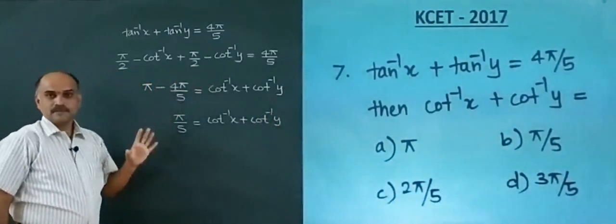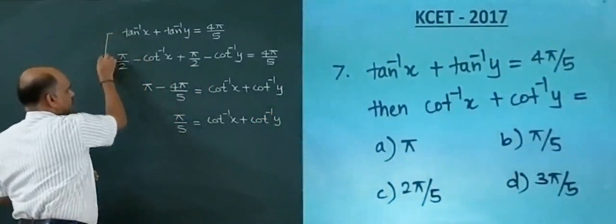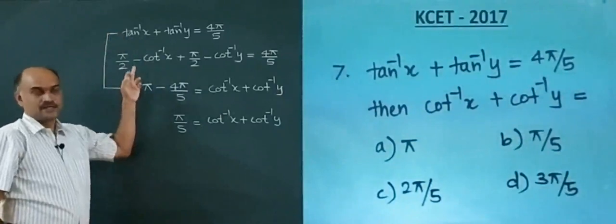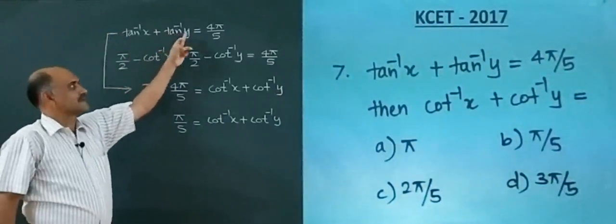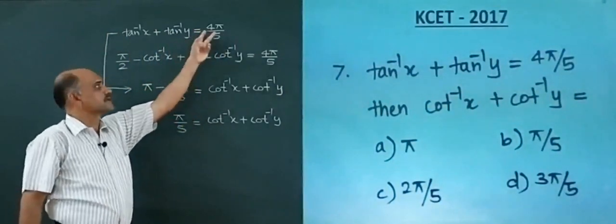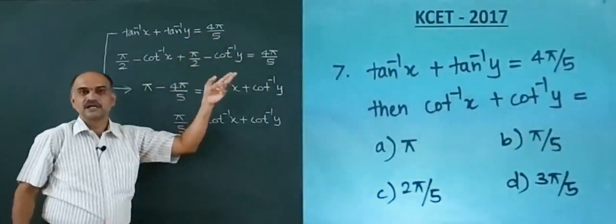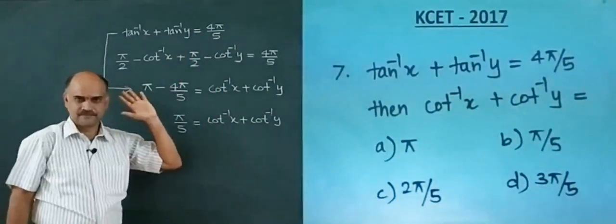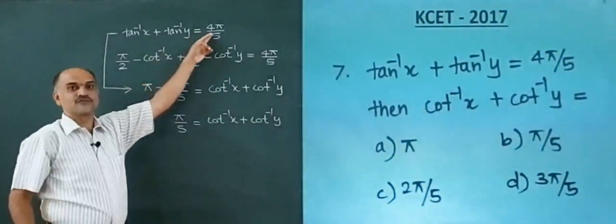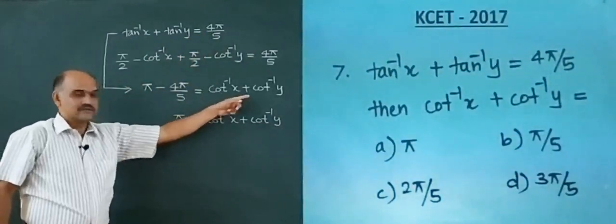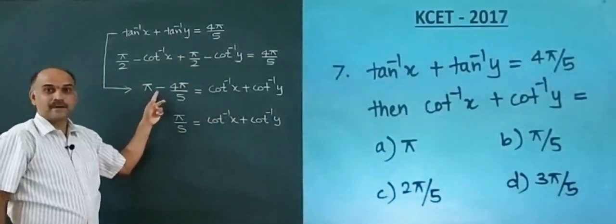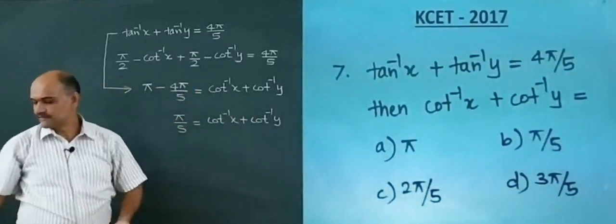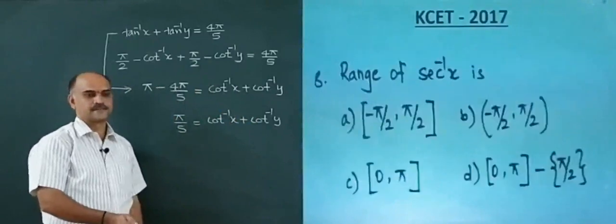So if such problem comes, directly you can use this step, students. So if tan inverse x plus tan inverse y is equal to some angle, if you consider it as a theta, then cot inverse x plus cot inverse y will be directly pi minus theta. You subtract it, directly you will have the answer. You need not even simplify all the steps.